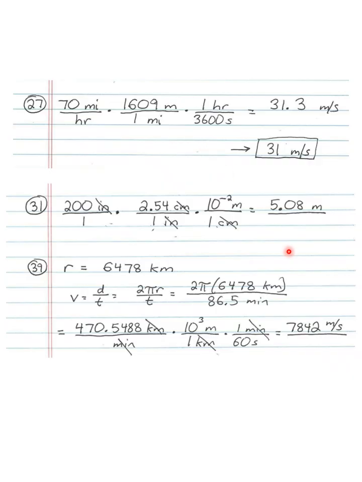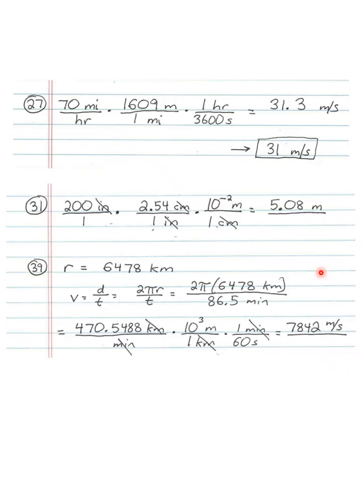Number 31, one place in the Hoh rainforest in the state of Washington receives an average annual rainfall of 200 inches. What is this in meters? And if you go to the front flap of the book, it gives inches to centimeters, not specifically inches to meters, but we can deal with that. We'll start with the given information, 200 inches over 1. We'll convert, recognizing that 1 inch is 2.54 centimeters. That'll give us centimeters, but we want this in meters. So a centimeter is 10 to the negative 2 meters. The units all divide out except for meters, which is what we want, and we get 5.08 meters.